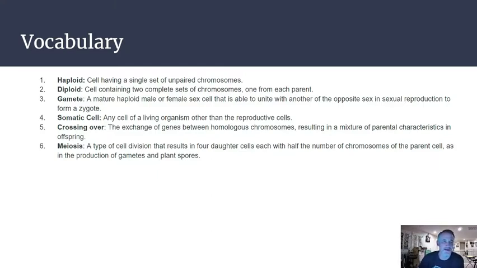You'll need to know what the difference is between haploid and diploid, and we talked about that last week. You'll have to know what a gamete is. Basically, a gamete is a mature egg or sperm, reproductive cells, if you will. Somatic cells are anything other than reproductive cells. And then we're going to talk a little bit about crossing over. I kind of introduced it, just briefly mentioned it last week. And then meiosis, which is a type of cell division that results in gametes. Okay, so we'll jump right into this. And again, these vocabulary words are also on Canvas, so you can go back and review them.